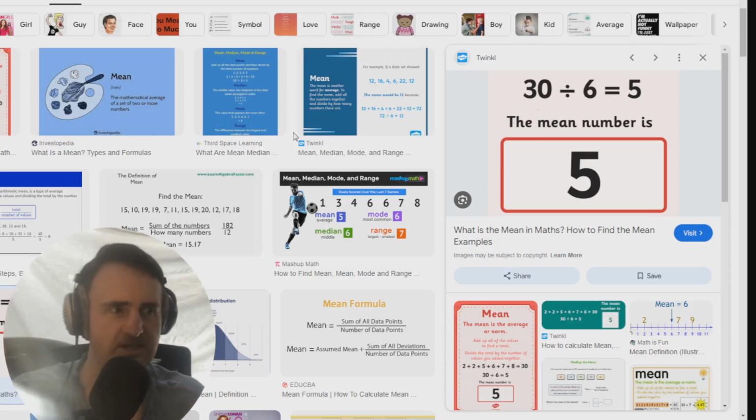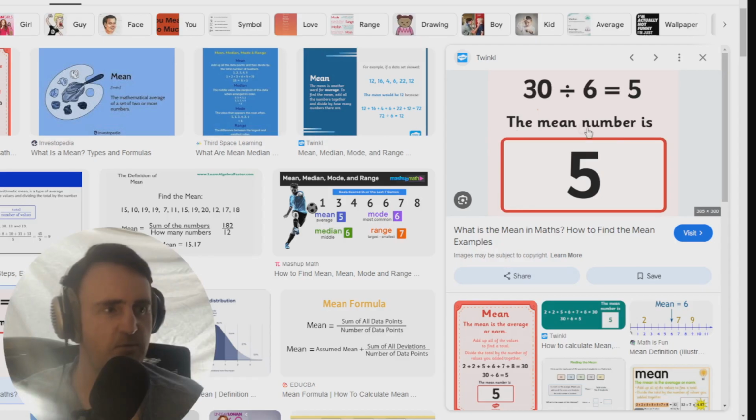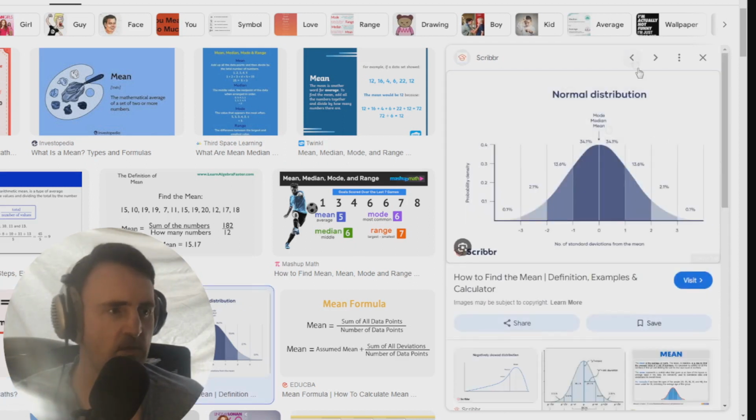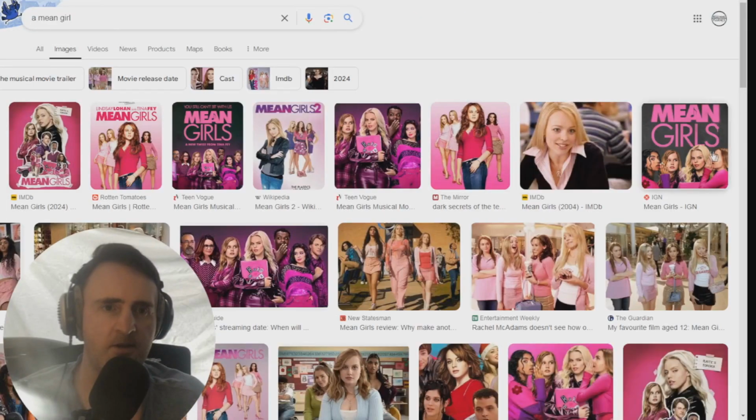This word means, I think it means, here it is in maths where it's being the average. So the average is 5. If you understand maths, you understand mean is the middle. But you probably are more likely to get people being mean.